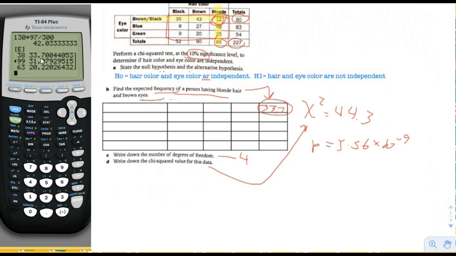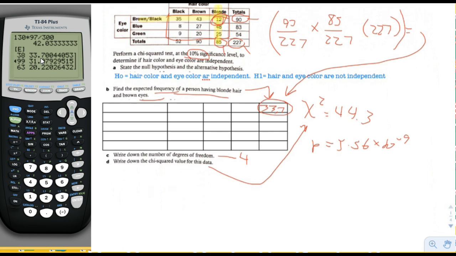And if you wanted to calculate that, you could calculate it by taking 90, 227, and 85. What you would do is you would have 90 divided by 227 times 85 divided by 227 times the total number of people, which is 227. And if you multiply all that together, you're going to get 33.7. Okay? So if they asked you to show it, then you show this calculation. If they just ask for the number, you can use the calculator and check what they put in the expected frequency matrix.